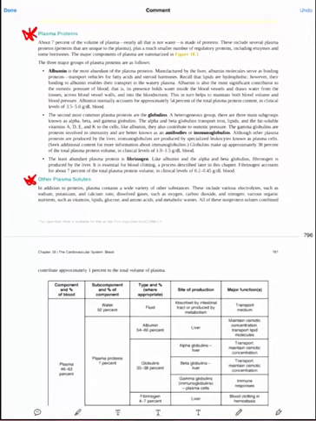So we'll talk about the plasma proteins then. About 7% of the volume of plasma, nearly all that is not water, is made up of proteins. We just said that's a major part of blood plasma. These include several plasma proteins, proteins that are unique to the plasma. So that's why they're called plasma proteins, rather than just saying proteins, because that's where they belong. That's where they're housed. Plus a much smaller number of regulatory proteins, including enzymes and some hormones.